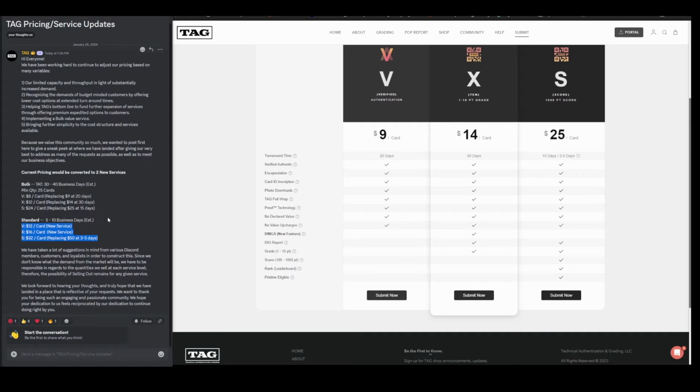The other thing, let's talk about limited capacity in light of substantially increased demand. Where is the demand coming from? Is it normal submitters or something else? Let's get into what something else could be. They did a town hall on the Discord a couple weeks ago. As part of that town hall, they talked about, I believe it was Elite Plus group submitters. They got 20,000 cards from Elite Plus group submitters.